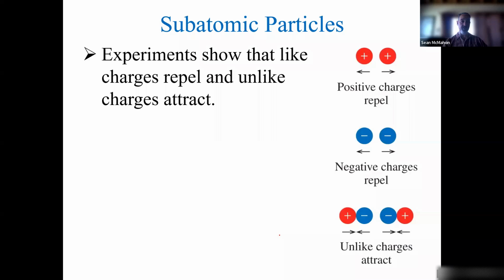So with subatomic particles, what we know is that if the charges are similar, they're going to repel each other. If they're unlike, they're going to attract each other. So you can think of it as, opposites attract, right? So if I have two positive charges, they're going to repel. Two negative, they're going to repel. But if I have a positive and negative, they're going to be attracted to each other.